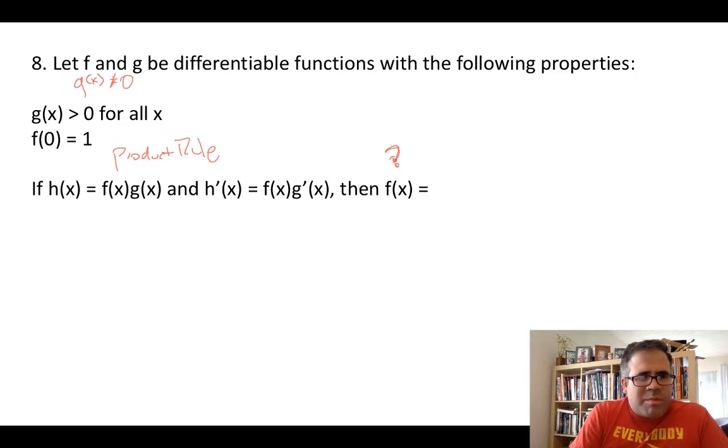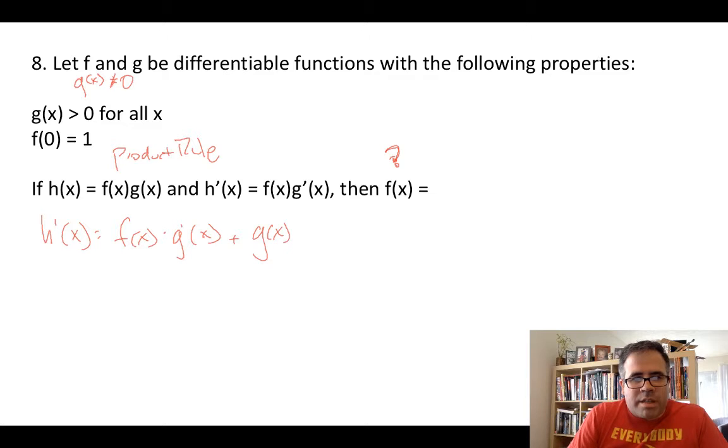Well, let's apply the product rule. If we apply the product rule, h prime is the first, f of x, times the derivative of the second, g prime of x, plus the second, g of x, times the derivative of the first.